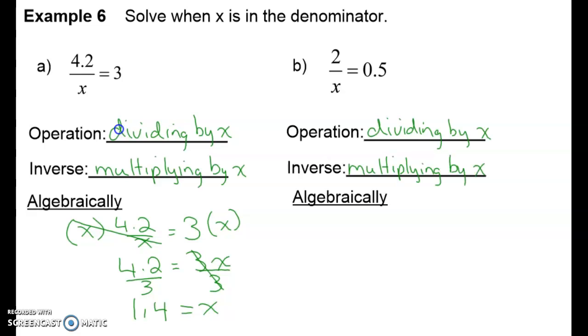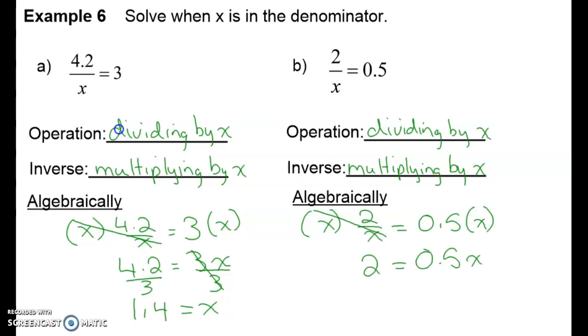Okay, let's solve. 2 over x equals 0.5, and we're going to multiply each side by x. The x's cancel, and 2 equals 0.5x. Now we divide both sides by 0.5, and x is going to be equal to 4.